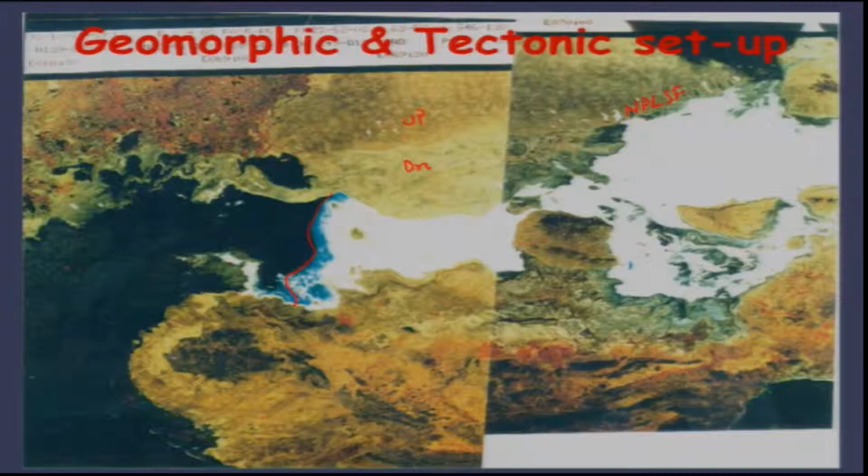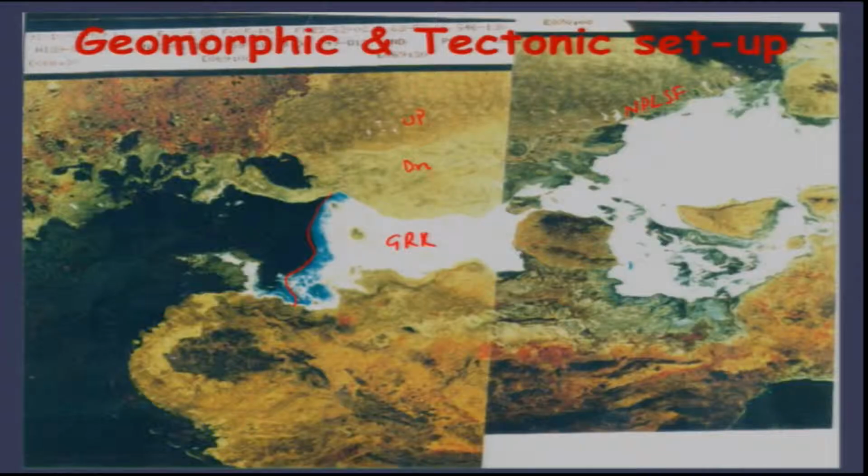Similarly, this is what we see here: the whitish part is the well known Great Rann of Kutch. This whole area is a salt encrusted region. This is the only landform of its kind which exists in India, salt encrustation, known as the Great Rann of Kutch.